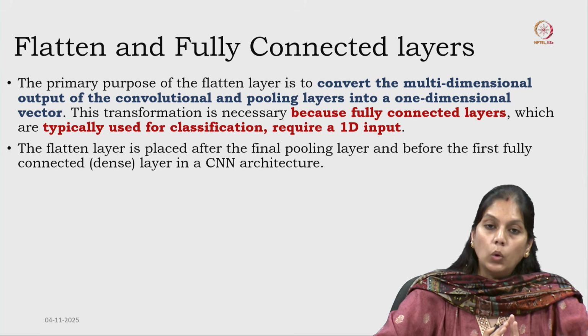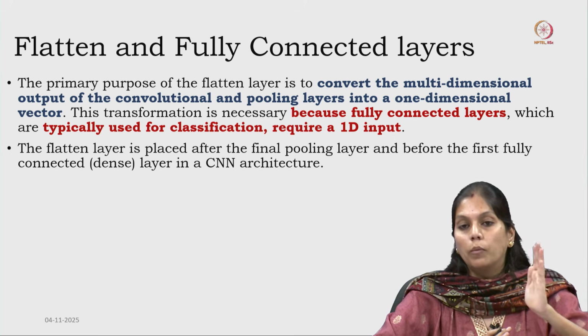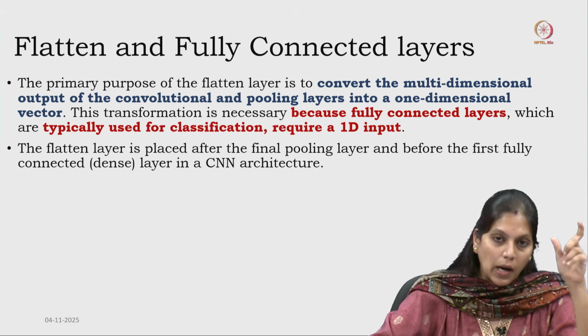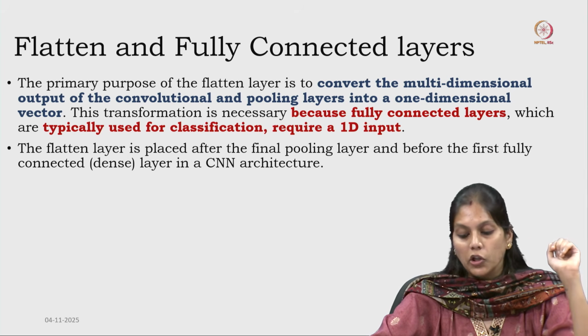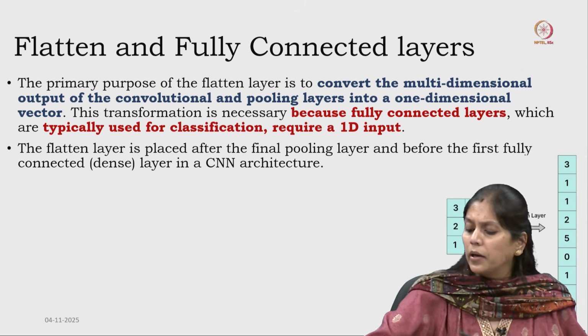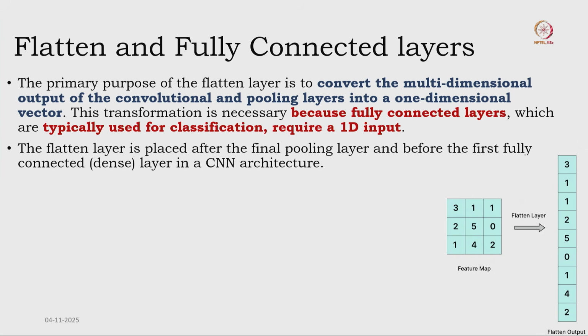Whatever output we have got at the end of a pooling layer, which will be 2-dimensional, that 2-dimensional output will be converted into a single dimension, 1D. How will we convert that? Suppose this is the output of the pooling layer, then this is the flattened layer that we are getting: 311, 205, 143. So, you are converting 2D into 1D.